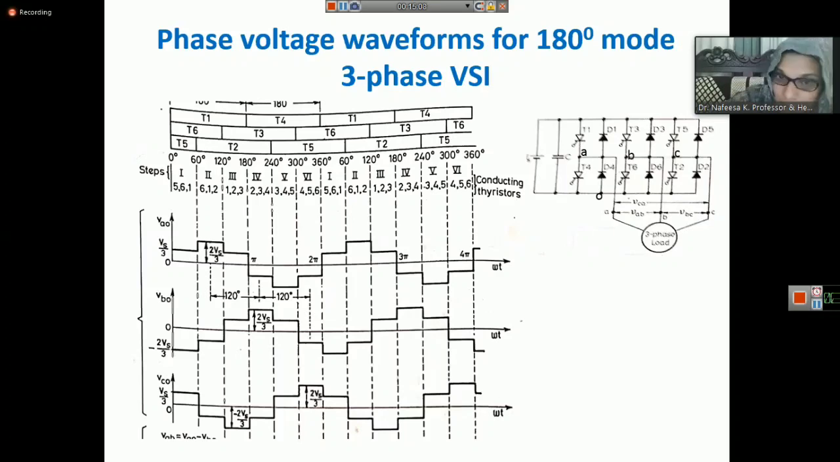It will be very easy to understand that way, but we do not have that much time. You can refer to Nagrath or Dubey or any of the power electronics textbooks, which will give a clear explanation of the derivation of these voltages from the equivalent circuit.